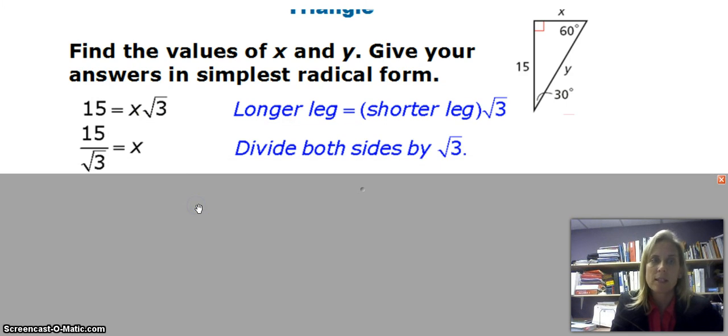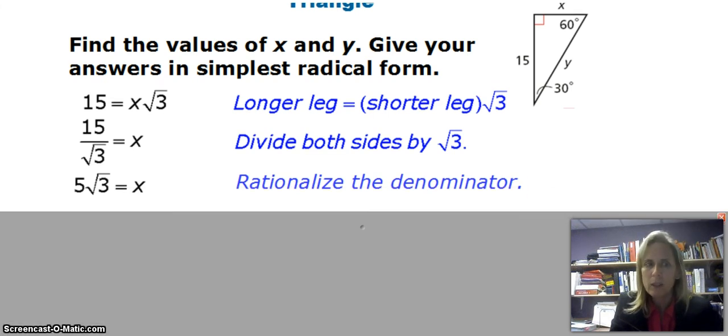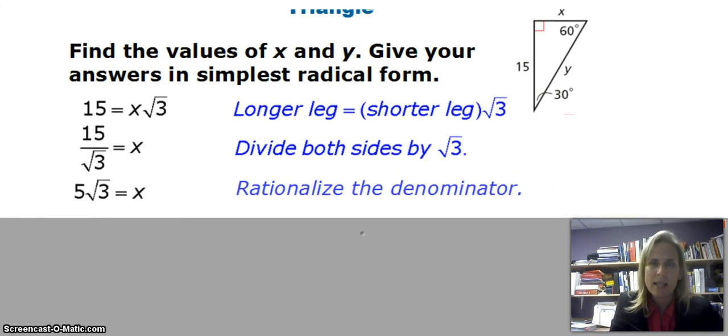We'll have to rationalize the denominator, multiplying top and bottom by square root of 3, right? When we do, the denominator becomes 3, which is a divisor of 15, right? So simplify 15 over 3 when you do that, and you end up with 5 times the square root of 3. Good. Now that we have that, that is x.